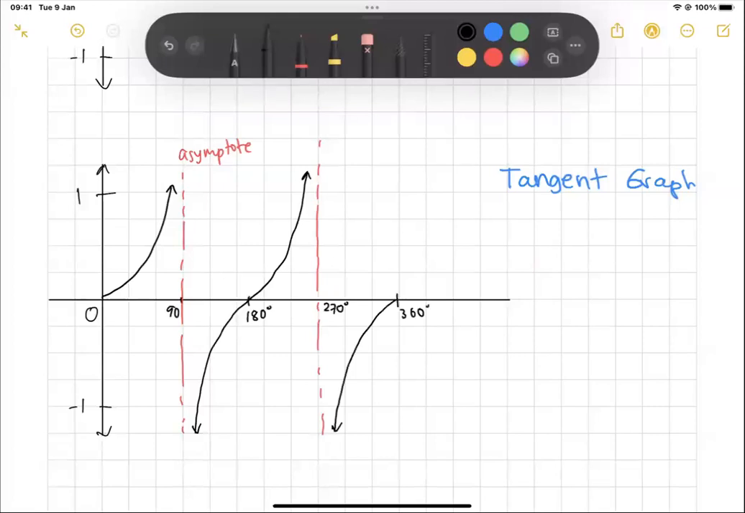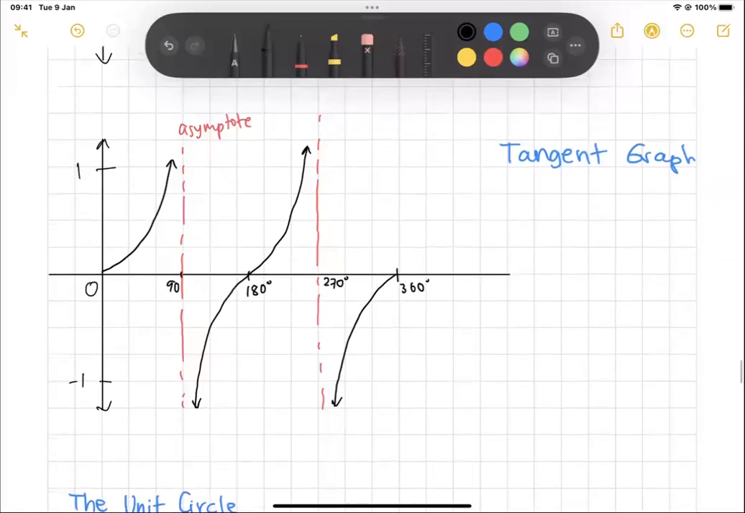An asymptote is basically, this is how I remember it, an invisible line where the graph, or the function, will never get to 90 degrees or 270 degrees. It'll reach so close, but it will never touch it. Just like an invisible line. Okay, so that's the tangent graph, that's the sine graph, and that's the cosine graph.